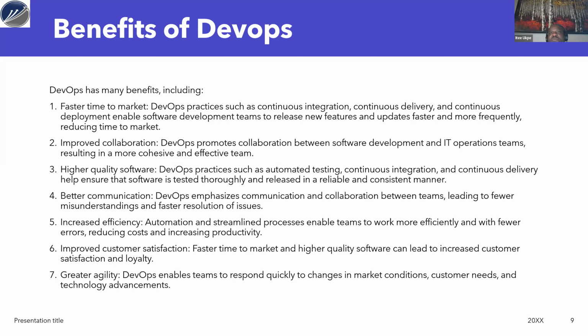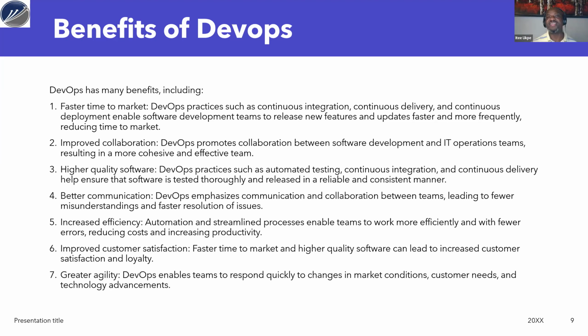The other one is improved collaboration. DevOps promotes collaboration between software development and IT operation teams, resulting in a more cohesive and effective team. So you see, with DevOps, getting into the requirement gathering, getting into developing the actual code, getting into the deployment phase of it, building it and deployment, you have to have a collaboration going on with the IT team. So it helps, and with that collaboration, you are able to create a software that is very highly effective and of very good quality.